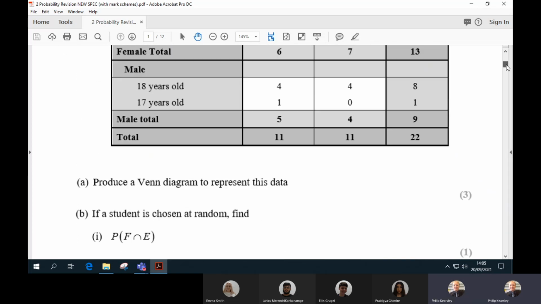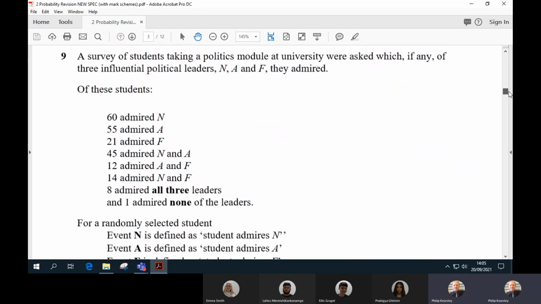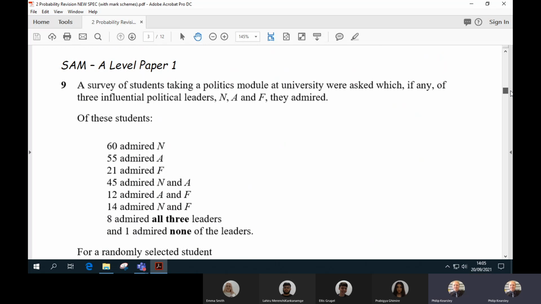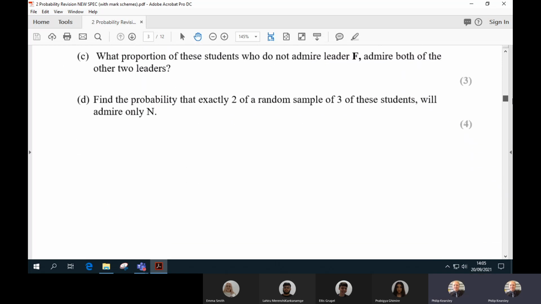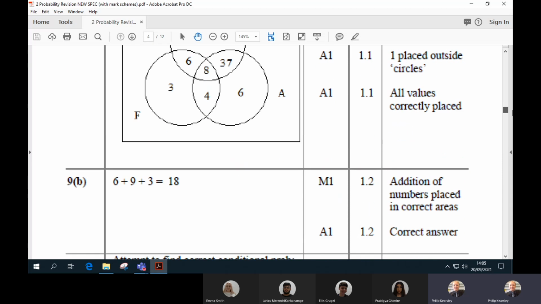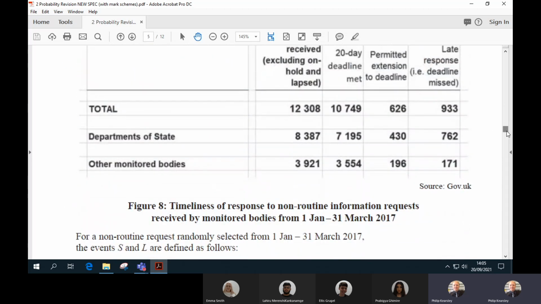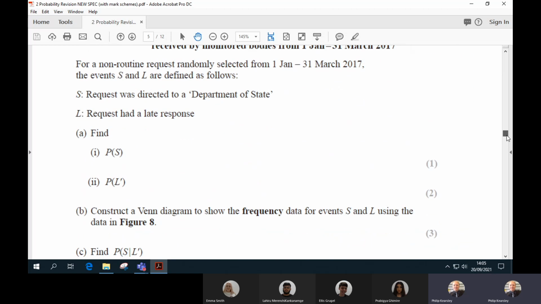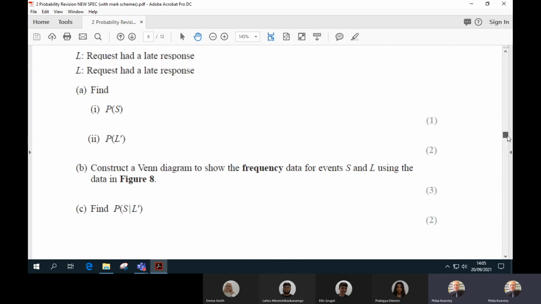That's a two-way table which they're asking to turn into a Venn diagram. Here we've got some data with overlaps. We'll have to be careful there. Venn diagram, two-way table. I like two-way tables becoming Venn diagrams, aren't they?